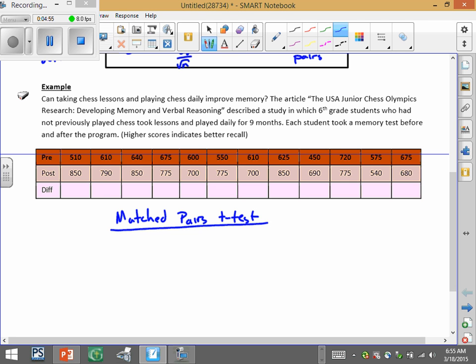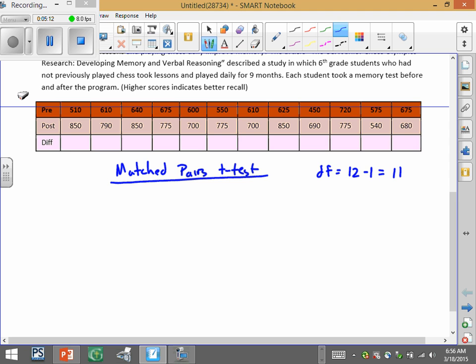And we can see a quick 1, 2, 3, 4, 5, 6, 7, 8, 9, 10, 11, 12. There are 12 students that were in the group. So I do 12 minus 1. That means there's 11 degrees of freedom. And now to conduct the test, what we want to think about is we're dealing with the average of the differences. So one thing to consider, if there is no difference in pre-test and post-test, or before the program, after the program, then those differences should average out to be 0.